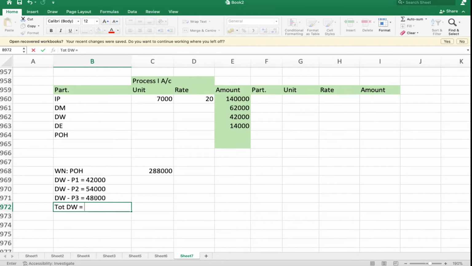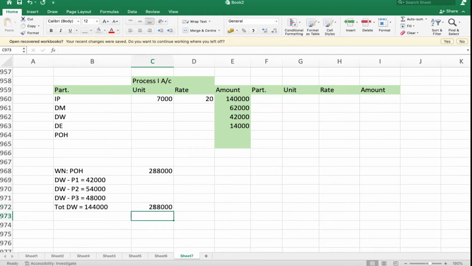One lakh 44,000. Total factory overhead 1,44,000, and total direct wages 1,44,000, which means our total production overhead is 2,88,000. Am I right? Yes, sir. It's nothing but double.